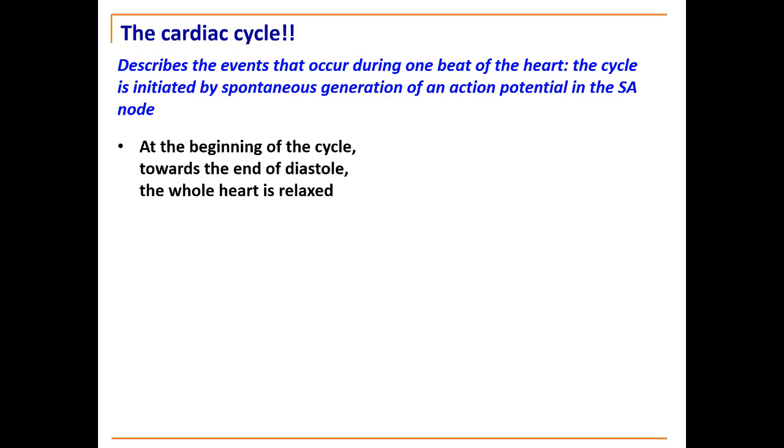The cardiac cycle describes the events that occur during one beat of the heart, and the whole cycle is initiated by the spontaneous generation of an action potential in the SA node, the sinoatrial node. As we already know, at the beginning of the cycle, which is towards the end of ventricular diastole, towards the end of when the ventricles are filling, the whole heart is relaxed.